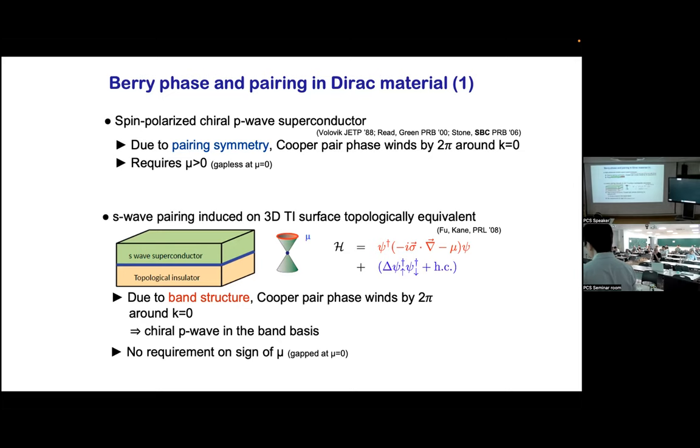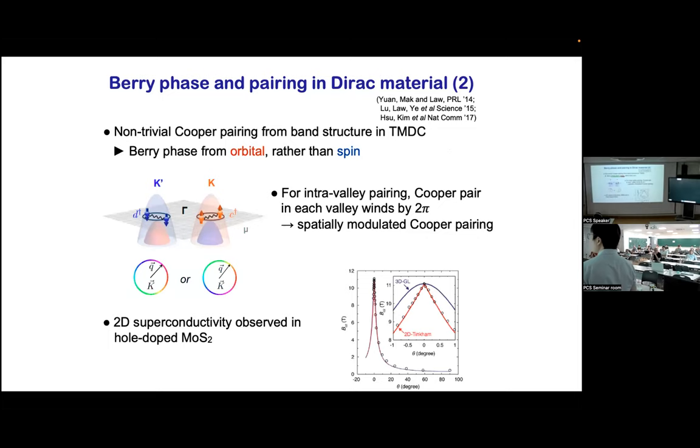But it turns out that whether this phase is coming from the Berry phase or the pairing symmetry, the effect topologically on the superconductivity has been the same. So people started to explore many other different sources of this pi Berry phase. And one material people started to look into is the transition metal dichalcogenide.